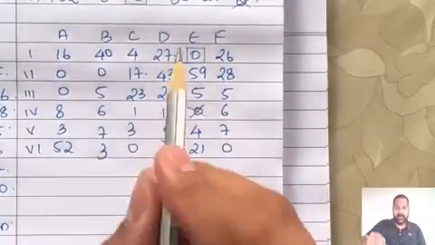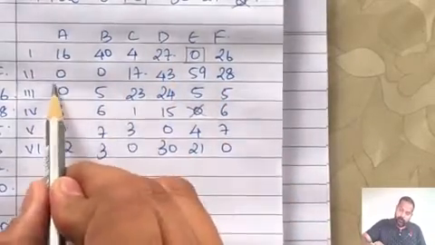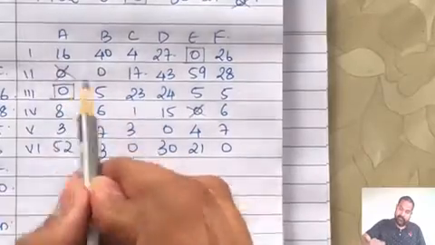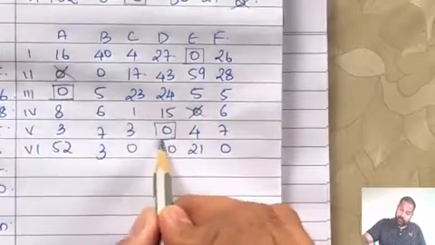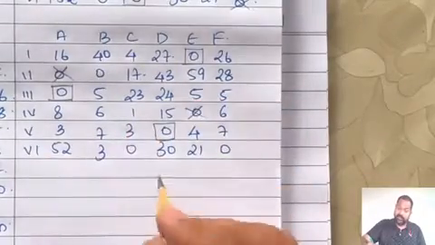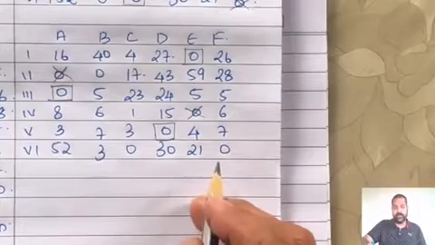Two zeros, can't do anything. 1, 0, mark it as an assignment. Cancel everything in that column. Done. 1, mark, cancel everything in that column. 2 zeros, cannot do anything.